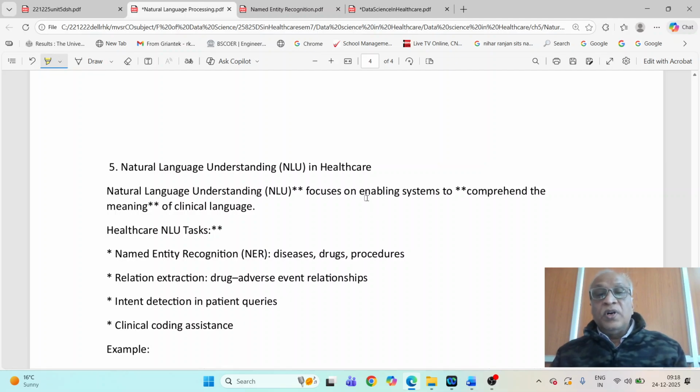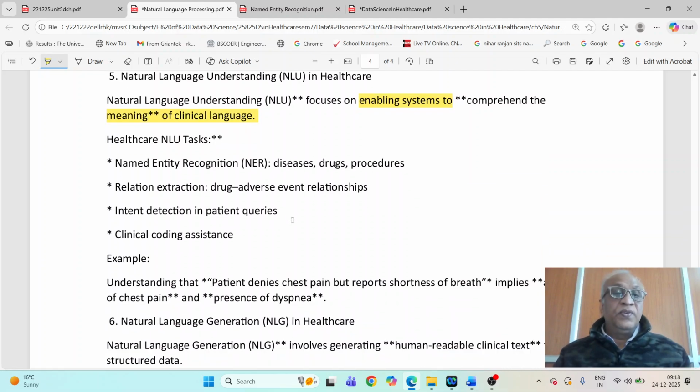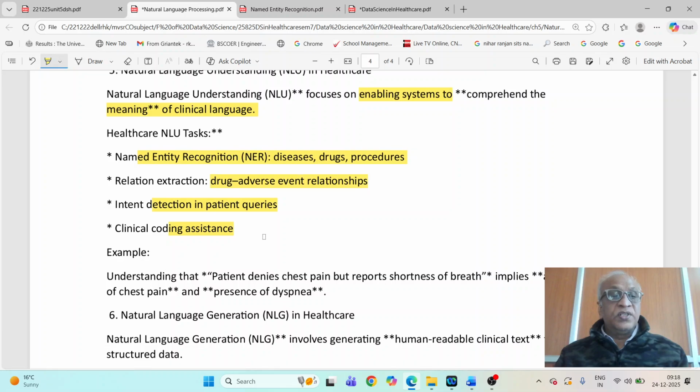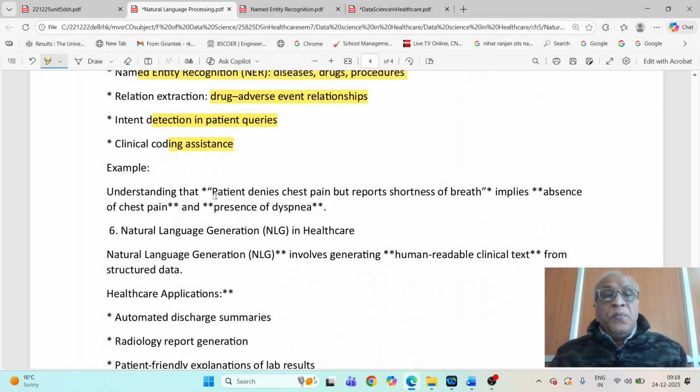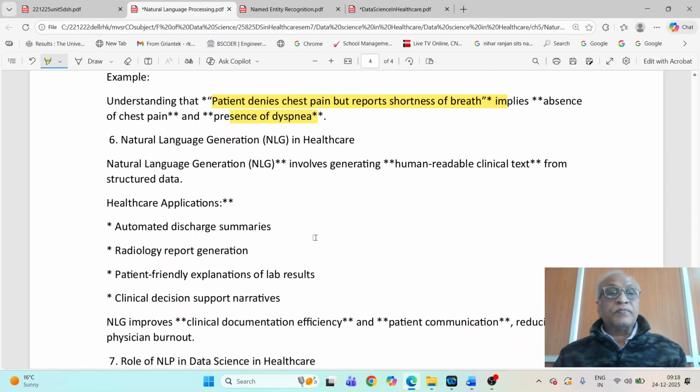So NLU focuses on enabling the system to comprehend the meaning of clinical language. The tasks are NER for diseases, drugs, procedures, relation extraction such as drug adverse event relationships, intent detection in patient queries, and clinical coding assistance. Example: patient denies chest pain but reports shortness of breath. This implies what? Absence of chest pain and presence of dyspnea.